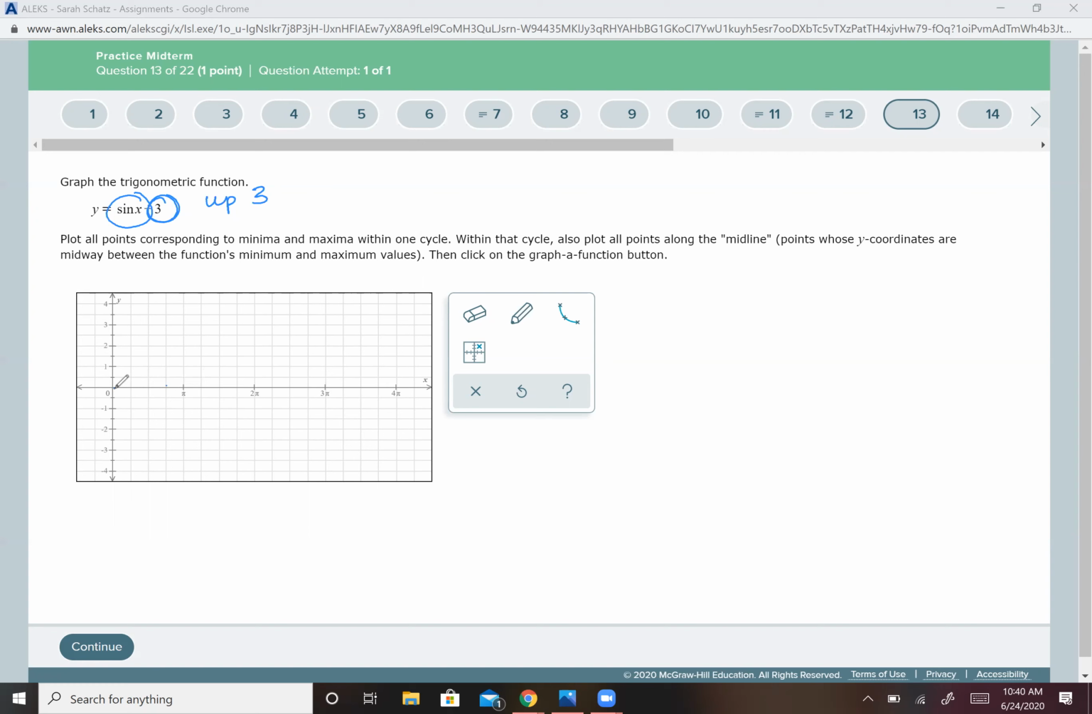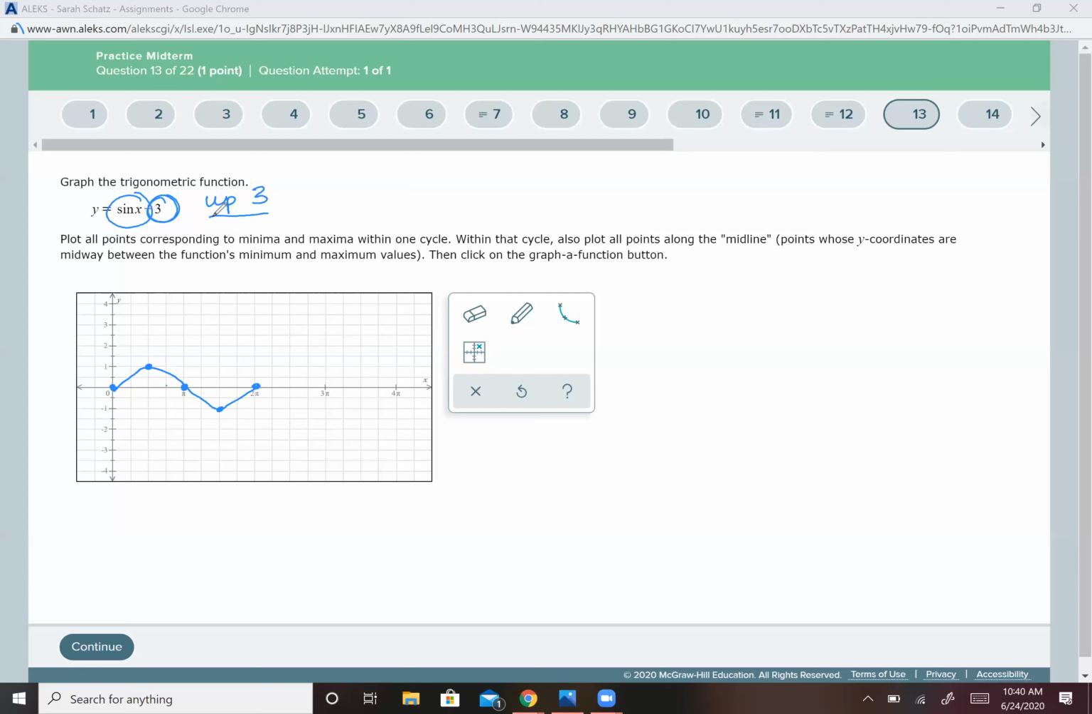So what does sine look like? You guys, it starts at 0, 0. It hits a high point of 1 at pi over 2. At pi, it's back to 0. At 3 pi over 2, we're down at -1, and then back to 2 pi at 0. So you guys, here's basic sine. So how is our graph going to look different from this?